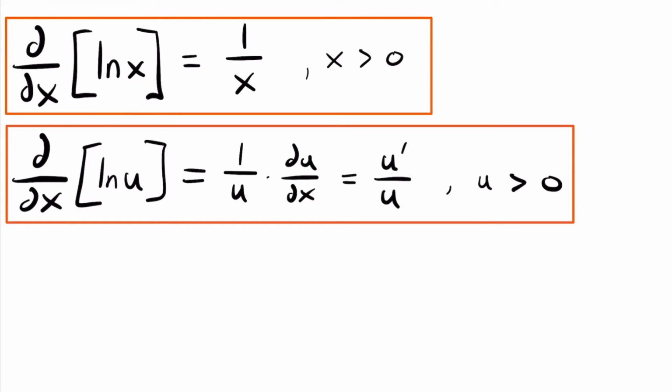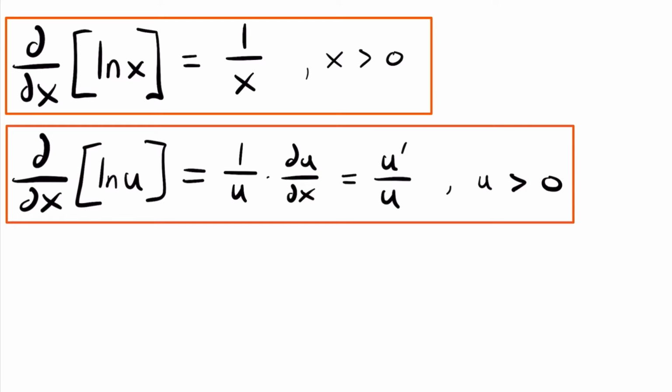If you just have x inside the natural log function, then it's a pretty simple derivative of 1 divided by x. But if you have a different function inside the natural log, such as u, and u can represent any other function. It could be the square root of x, it could be x plus 1, it could be x squared minus 2x, it could be any function defined with x, right? U just represents a function that is differentiable with respect to x.